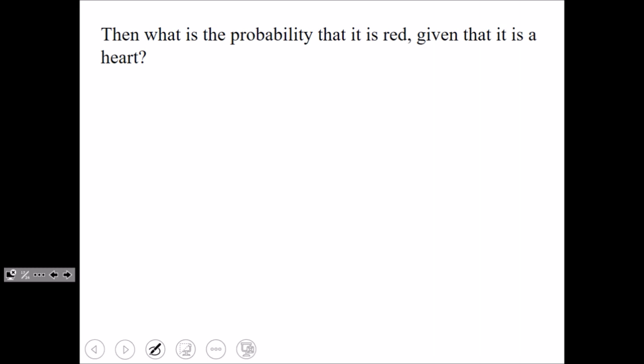Well, think about it. What am I being asked for? Chance it's red given it's a heart. So I know I got a heart. I'm looking for the probability of red given it's a heart. Well, we've been saying this. We're going to use my formula. That's probability of red and heart divided by the probability of, think about it. I want you to think about it for a second. Probability of getting a heart.